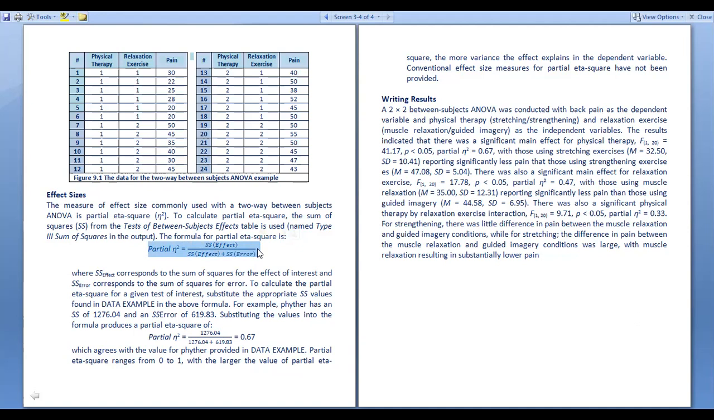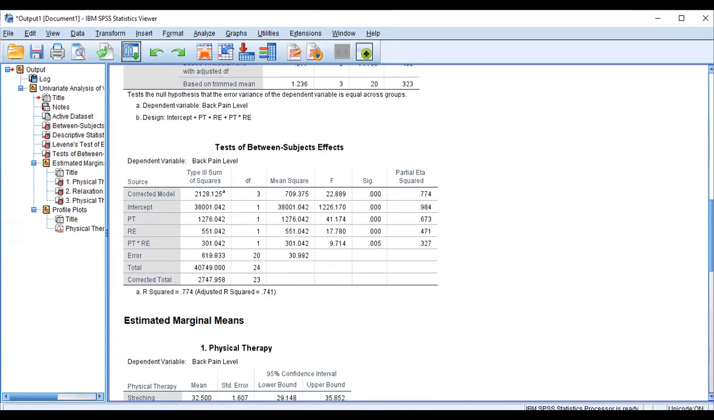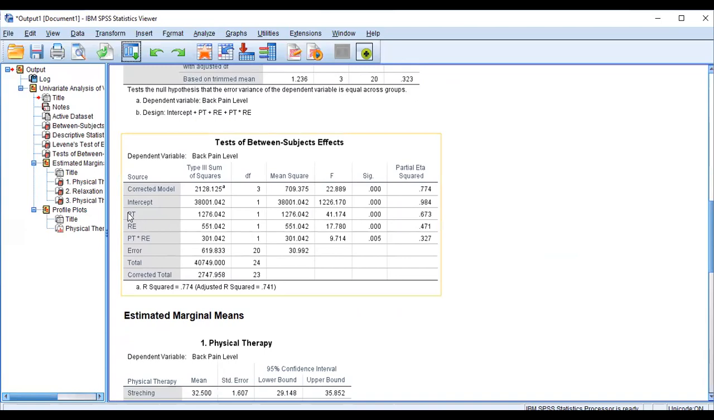So you can easily look at the effect size which we are having. Effect size is given by SS effect divided by SS effect plus SS error. So just letting you know how we are going to go for effect size. I'm taking you to the output file for a while. And if you look here, you will know what effect size is. If I want to know the effect size of physical therapy, the effect size is this value, 1276.042.